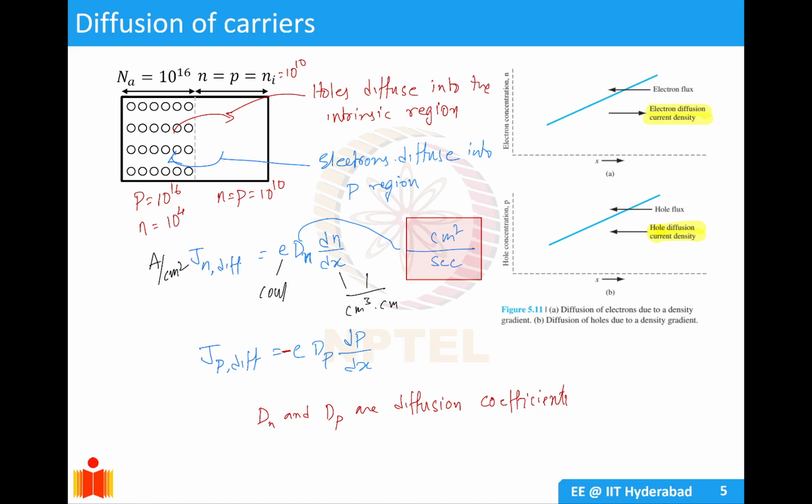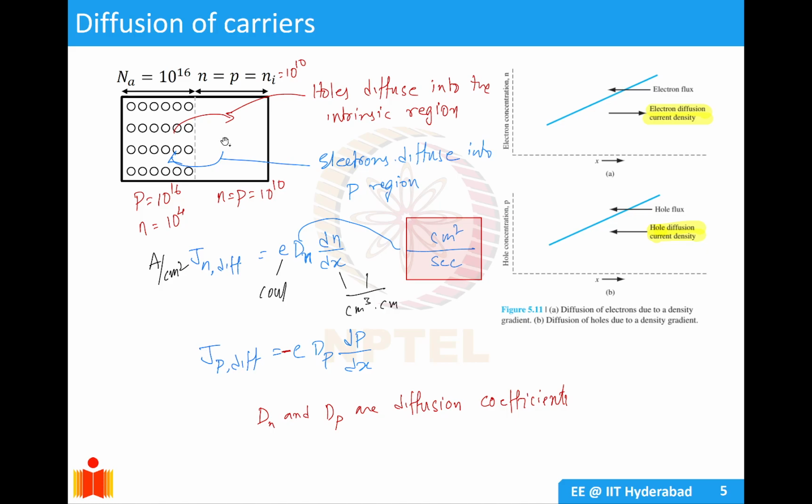Next up is diffusion of carriers. So let's assume that in this region you have excess acceptor ions, 10 raised to power 16, and this region is an intrinsic region where n equals p equals ni equals 10 power 10. So here you have holes 10 power 16 and electrons 10 power 4. Here both are 10 power 10.